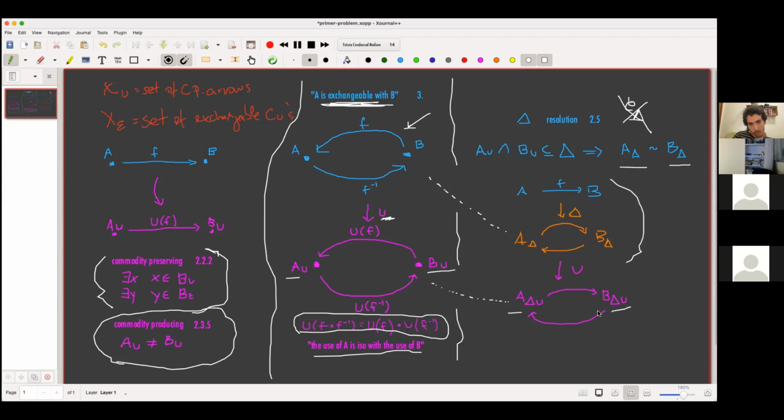Their uses are isomorphic. It's something like the size of AU and the size of BU being the same in some sense. I don't know exactly how to define that right now. Maybe not literally their cardinality, but some kind of way of, that's kind of what value is. It's some way of measuring and comparing uses at different resolutions, right?